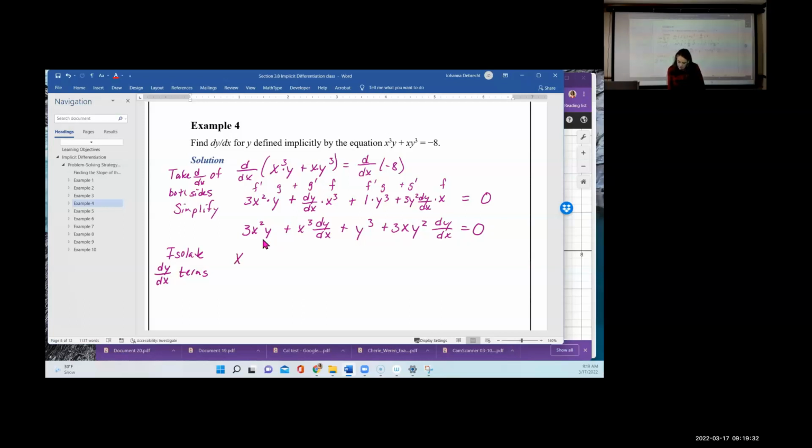So this is going to give me an x cubed dy dx on the left and leave the 3xy squared dy dx on the left. And it's going to move the 3x squared y to the right and make it negative, and move the y cubed to the right and make it negative as well. All right, so we've isolated the 2 terms that have dy dx in them.